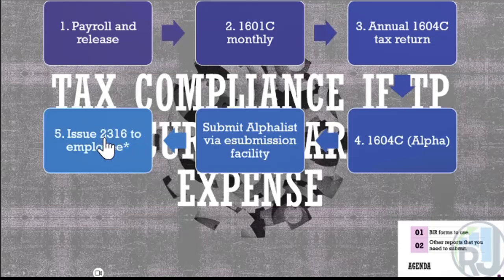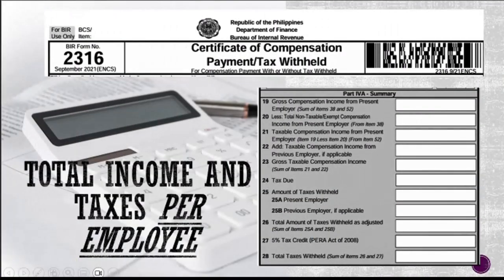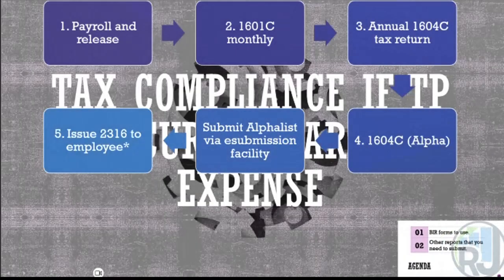Ini-issue po ito or binibigay ito sa ating mga empleyado every year or upon request ng ating mga employees. Dito na po kapatid, nakalagay kung magkano ang kanilang total income at kung magkano ang total taxes withheld galing po sa kanila. Now, take note, ang pinagkaiba nito sa ating 1601C series ng mga forms is that itong 2316, ito po ay per employee. Pero doon po sa ating 1601C at 1604C, nakalagay po doon yung total taxes withheld from all of our employees.